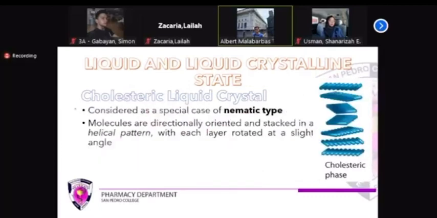Okay? And then the last type of liquid crystal, we have your cholesteric liquid crystal. Cholesteric is a special case of nematic type. Molecules are directionally oriented or stacked in a helical pattern with each layer rotated at a slight angle. That's cholesteric. It's the most opaque among the three types of liquid crystal.